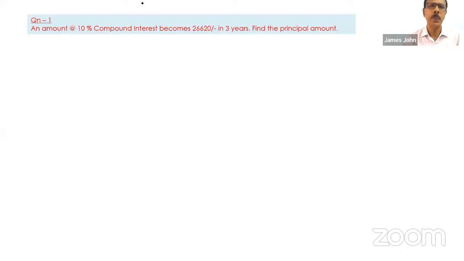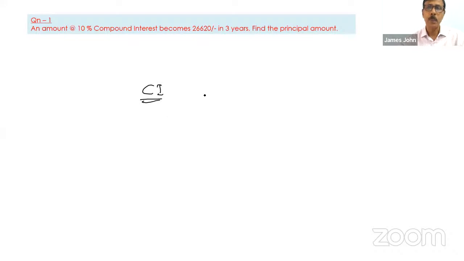An amount at 10% compound interest becomes 26,620 in 3 years. What is the principal amount? See, what are the things given to you? Very clearly, they have mentioned it is compound interest. So for interest calculation, you have to use the compound interest formula.